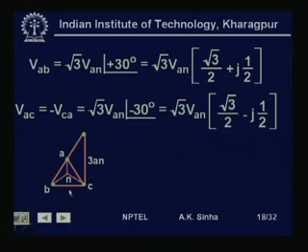Similarly, VAC. Now, VAC, if you see, is equal to minus of VCA, that is negative of VCA. This is equal to again root 3 times VAN, and this, if you see, VAC is at minus 30 degrees from the x axis. So, root 3 VAN with an angle of minus 30 degrees. This is equal to root 3 VAN into root 3 by 2 minus j half.